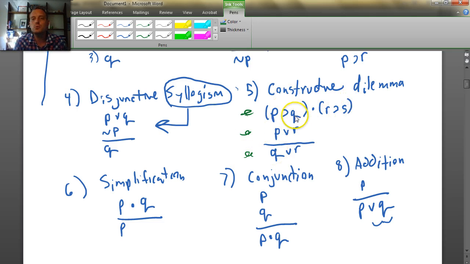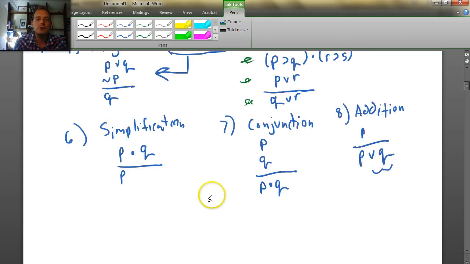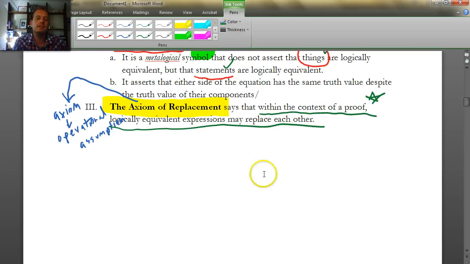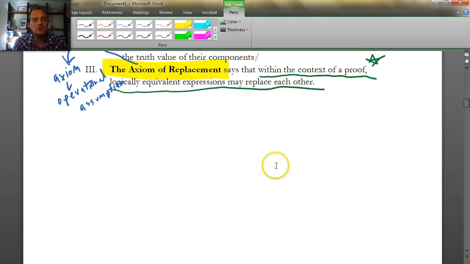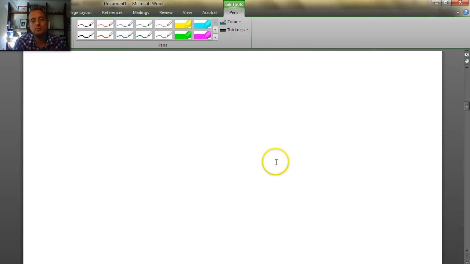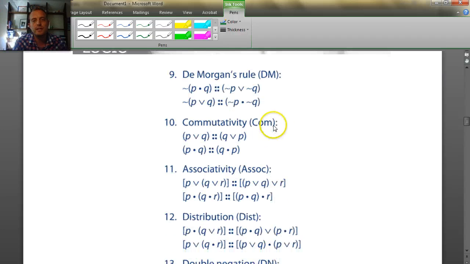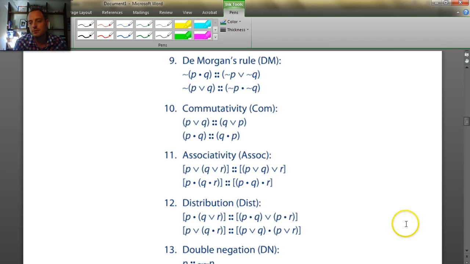But we're going to see that the rules of replacement allow us to take something like this, a whole premise, and just replace either all or one aspect of it rather than inferring from it, okay? And you're going to see what I mean here in just a moment. So this is the axiom of replacement. It's pretty critical. So let me show you the rules that we're going to look at here. The first 5 rules of replacement are right here.